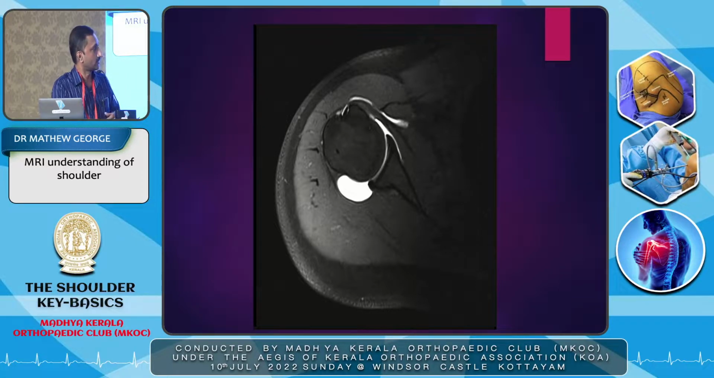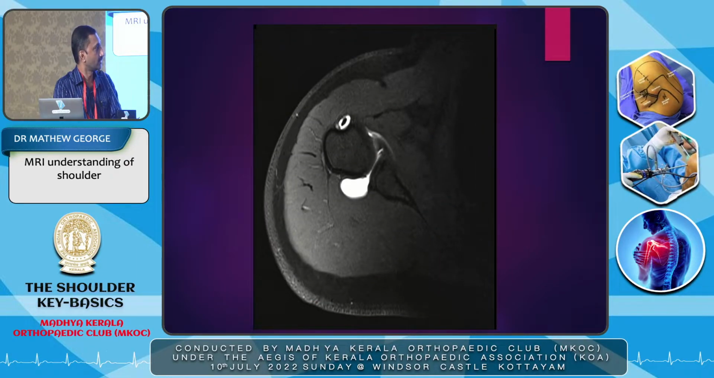So there you can see these structures in this. Now coming a little more down, you can see the attachment of the anterior band of the inferior glenohumeral ligament and the posterior band of the inferior glenohumeral ligament. You can see the inferior labrum and the posterior inferior labrum. There's some fluid in the joint axillary recess and some fluid around the biceps tendon. So that was just the axials.